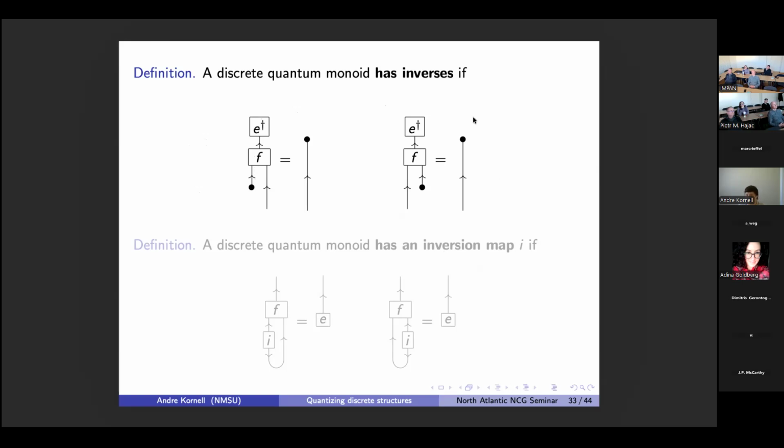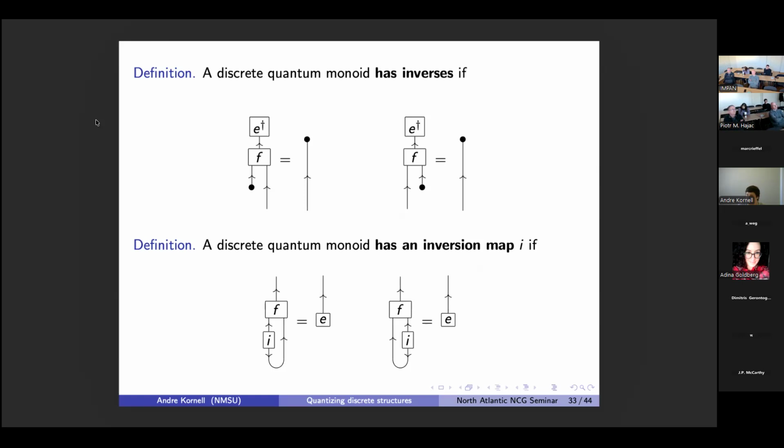And of course, this equation says, well, instead of having left inverses, we have right inverses. So maybe "has inverses" is terminology that's hiding something. And the thing that it's hiding is we're separately asking for left inverses, separately asking for right inverses. Now we can compare this to asking for an inversion map. An inversion map should be a quantum map I that makes these two conditions true.